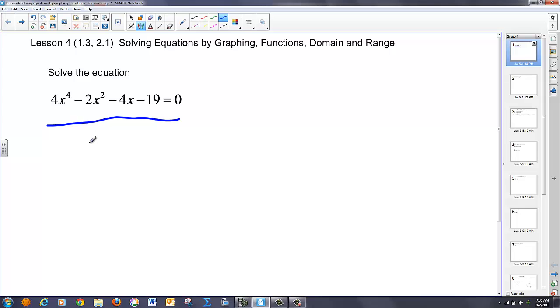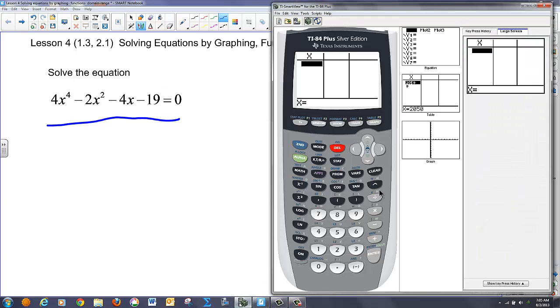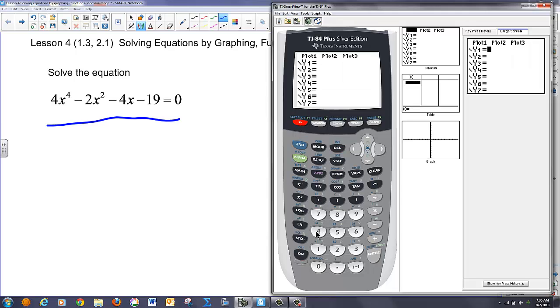So what we're going to do is find out how to graph this using a calculator. Fire that up, and we're going to want to go to our y equals screen and graph this. So in this case we have 4x to the fourth minus 2x squared minus 4x minus 19. And then what we're also going to do in order to graph this is graph the other side of the equation, where y equals 0.